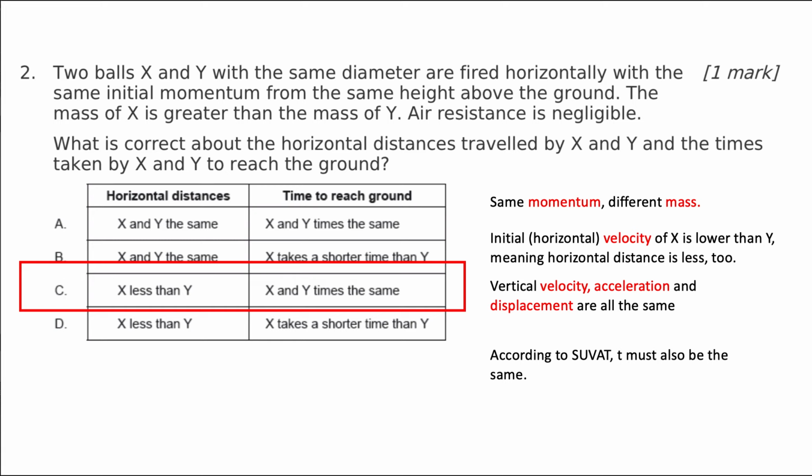Here we've split up the velocities in terms of their horizontal and vertical directions, and then compared them and compared the mass in getting that central point that the initial horizontal velocity is less for x than it is for y.